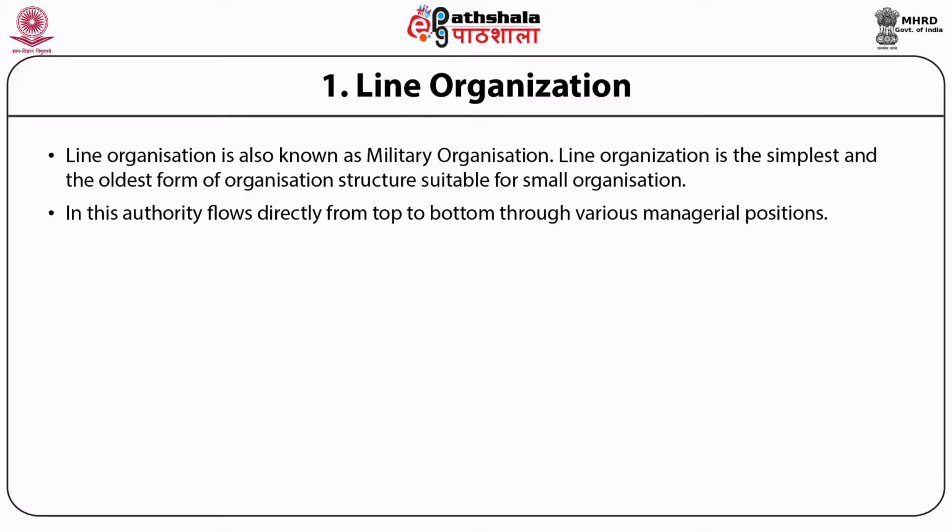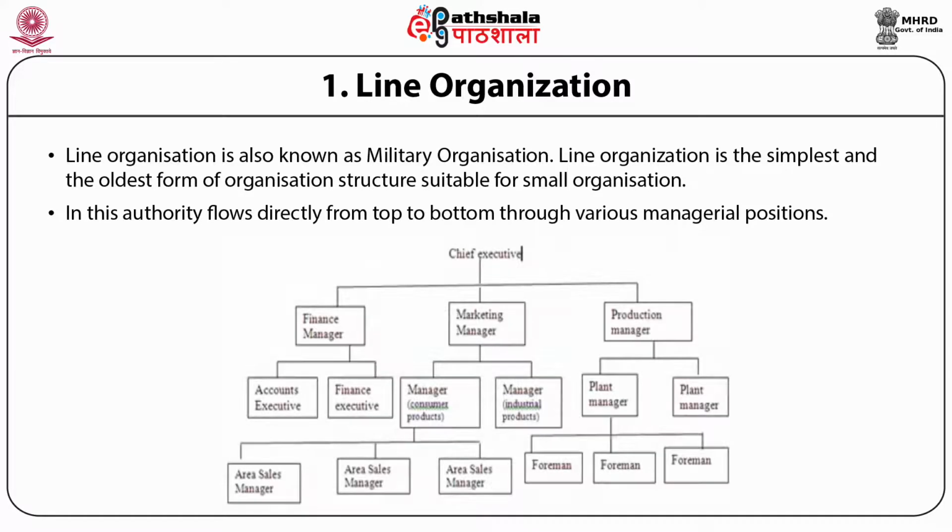Line organization has been depicted in the diagram below. At the top level, there is chief executive, followed by departmental heads. After that, there are managers under the departmental heads. Then at the fourth level, there are area sales manager and the foreman. Authority flows down the line from chief executive to the last level in the organization. Each employee can exercise his authority independently without any interference.